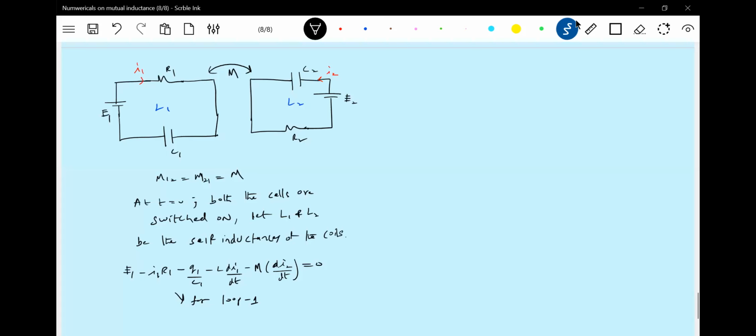So from where did you bring this? This will be due to the impact of the second loop. In the second loop, a varying current is flowing. A varying current here will produce an induced EMF, and that is equal to M into di2 by dt.